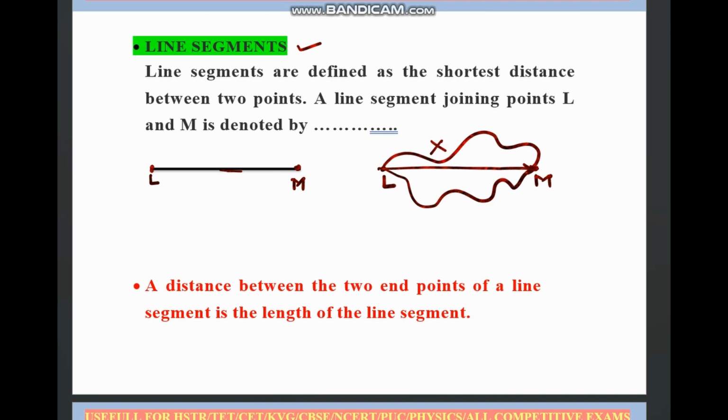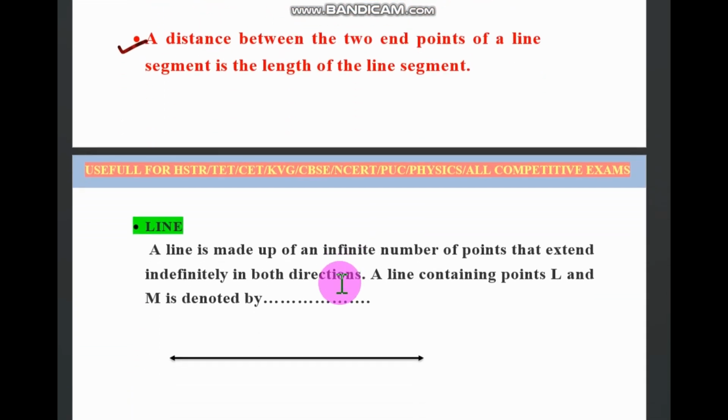One more thing, a line segment has a fixed measurement. Means LM may be 7 centimeter, maybe 5 centimeter, but it has a fixed length or fixed value. That line we call a segment. See here, LM is of fixed length. LM is equal to 7 centimeter. Then I will denote this LM with this line. The distance between two end points of a line segment is the length of the line segment, just as we have seen here. Then a line.